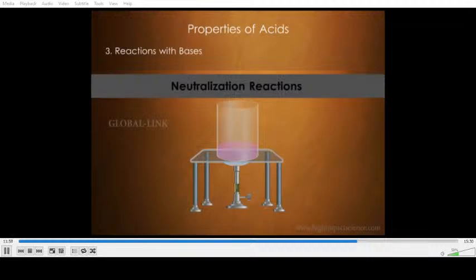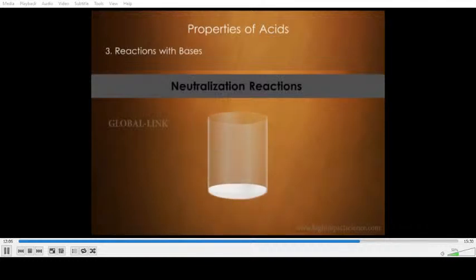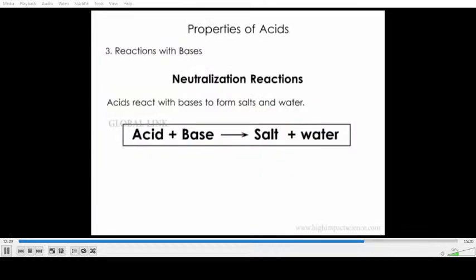If you heat the solution and evaporate the water, you will remain with salt, though it's contaminated with the indicator. This salt is sodium chloride. The reaction can be represented by this equation. And so in general, acids react with the bases in a neutralization reaction to form salt and water.